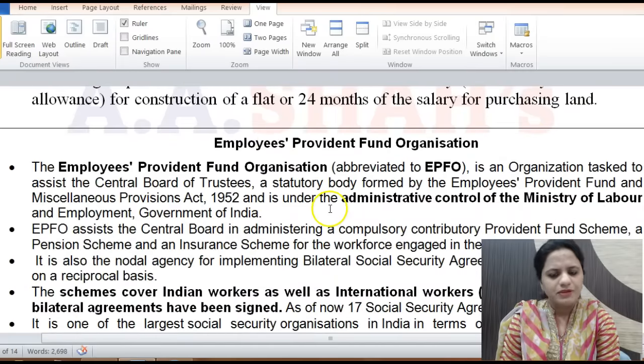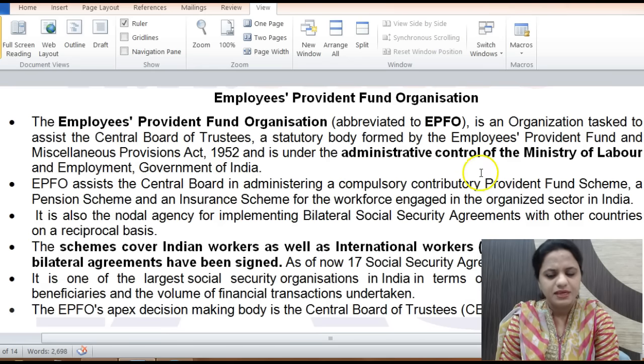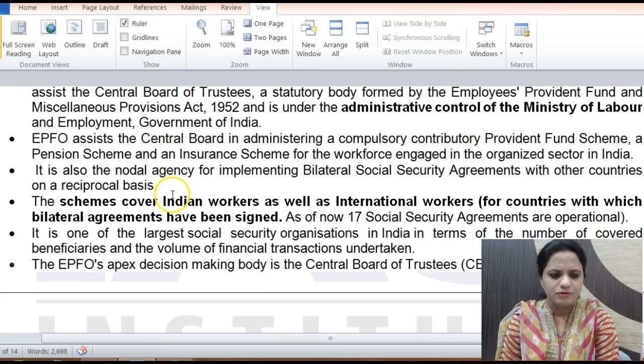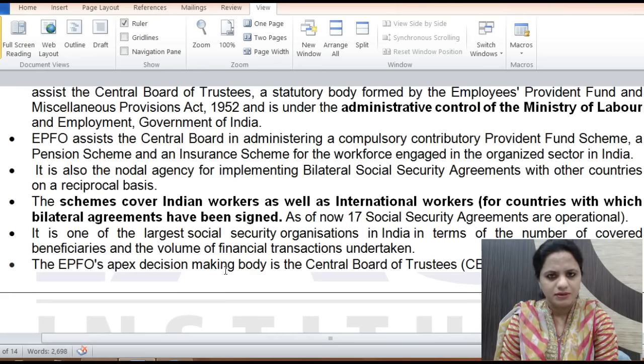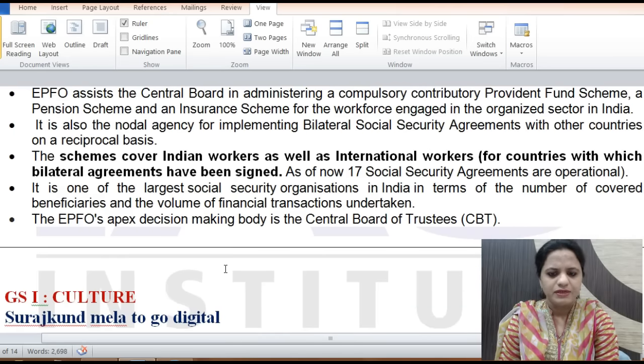The Employees Provident Fund Organization is a statutory body established under the Employees Provident Fund and Miscellaneous Provisions Act of 1952. A statutory body means a body established under an act. It assists the Central Board of Trustees, and they are under the administrative control of the Ministry of Labour. It covers provident fund schemes even for Indian workers and international workers from countries with whom we have social security agreements.